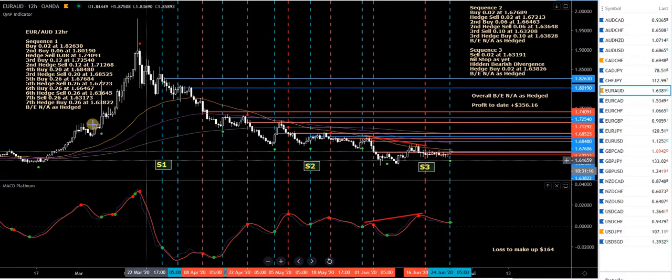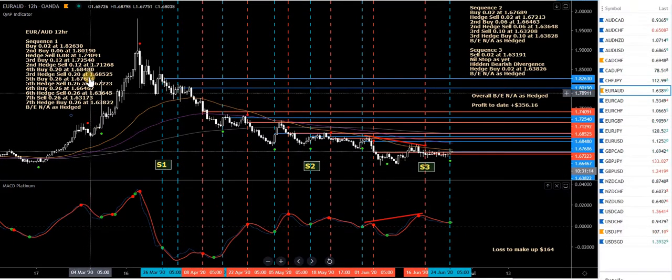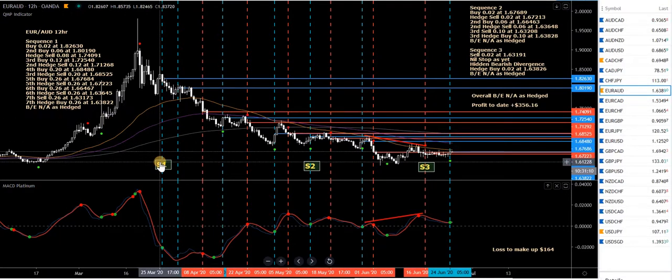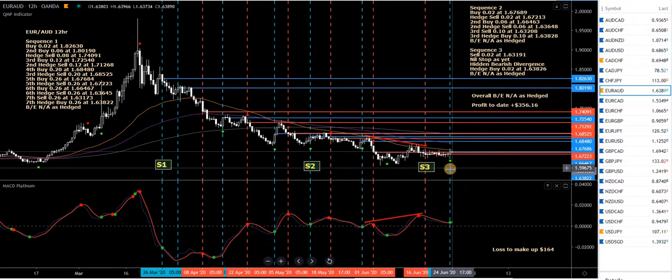So basically, they're all hedged. So when you see break even, not applicable, as hedged. So sequence 1 is hedged. Today there's a new buy signal.